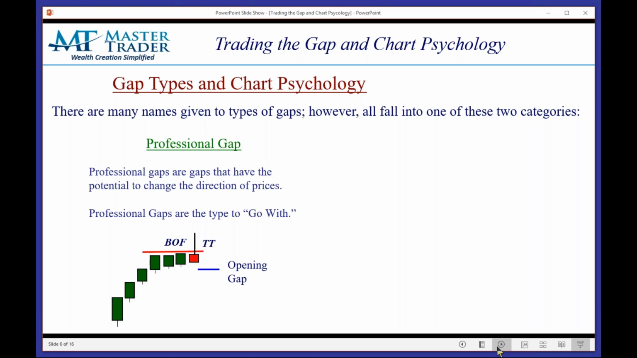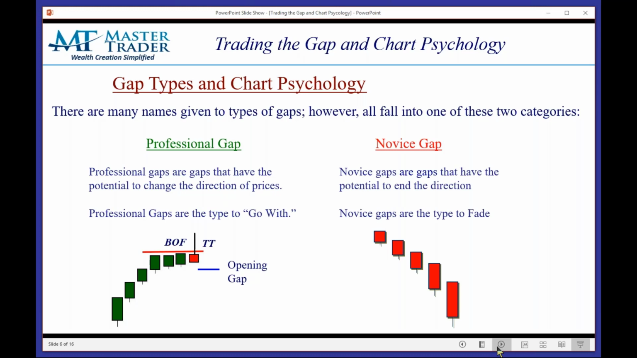The other type of gap is a novice gap, the type that says, it's probably the type of gap that we should fade. And you see the way these candles have formed is that the ranges are expanding. So a wide range candle after multiple candles moving in one direction suggests the end of a move. So again, we look at this from the point of view of traders' thoughts.